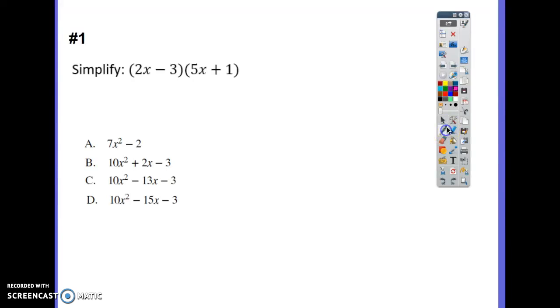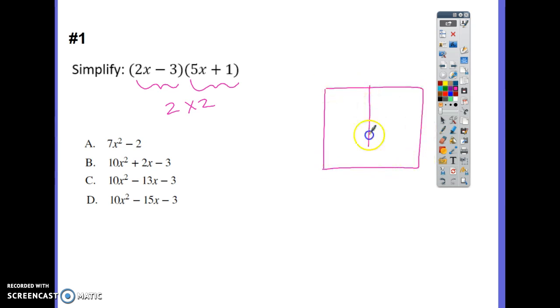Okay, I'm going to do 3 examples with you, and then you're going to do a Schoology assignment. We're going to be multiplying polynomials today. So this is a 2 by 2. When you draw a 2 by 2 box, it looks like a square with 4 boxes inside, right?